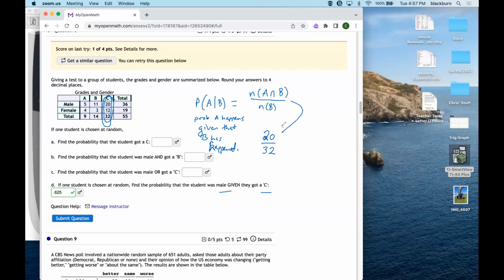Okay, so if you look at that, it's the same thing. The number of ways that you got a male and a C is going to be 20, and the total number of C's was 32. So you do 20 divided by 32. Alrighty, so that's the formula. The other way you might see the formula is probability that A and B happen divided by probability that B happens. So that could be the other way that you see the formula for this.